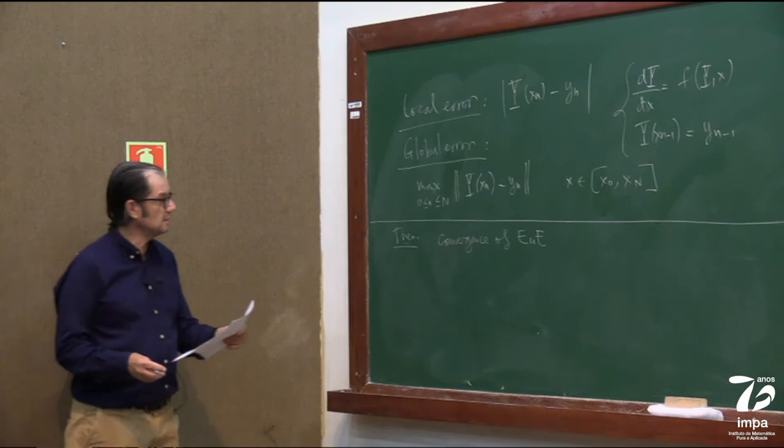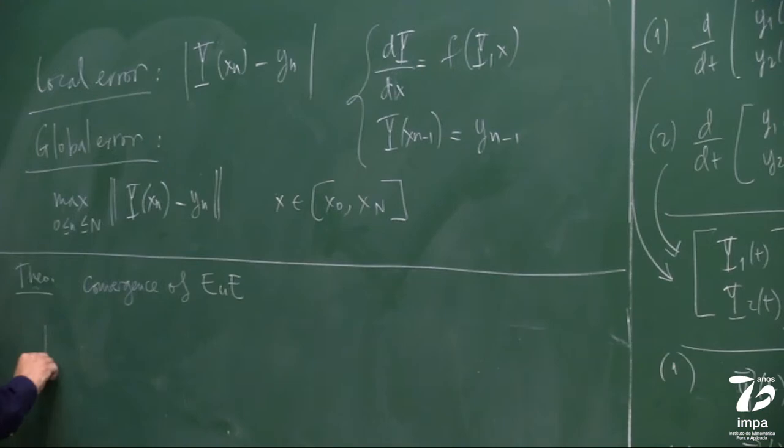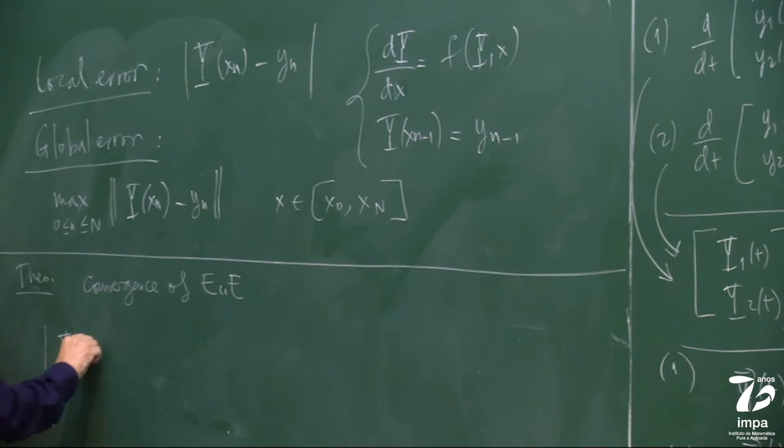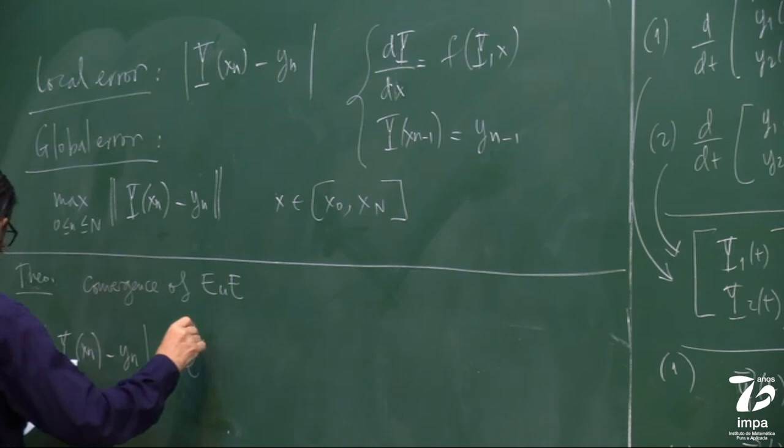So what we're going to see is this. The convergence of Euler: we're going to prove that, if the ODE is Lipschitz, and everything usual that we know. I'm not going to write it here, or I'll write it next time. So the Lipschitz constant is L.